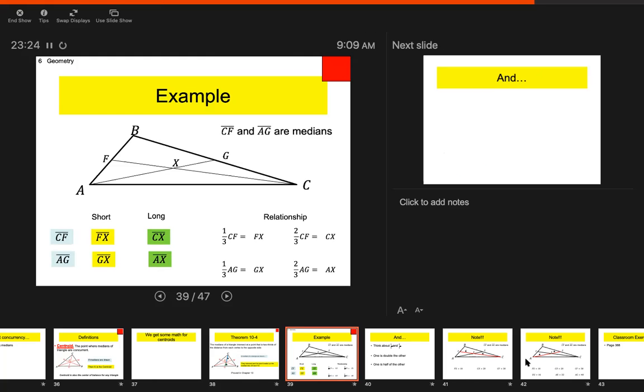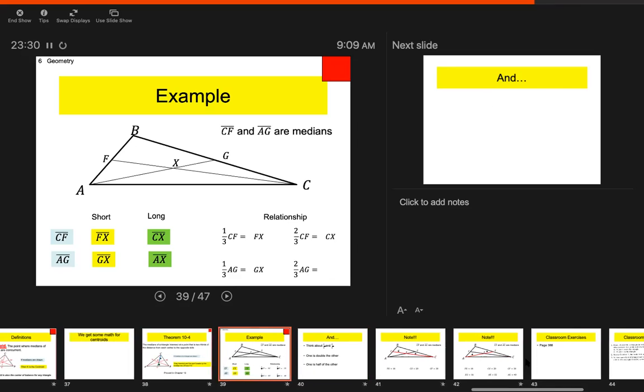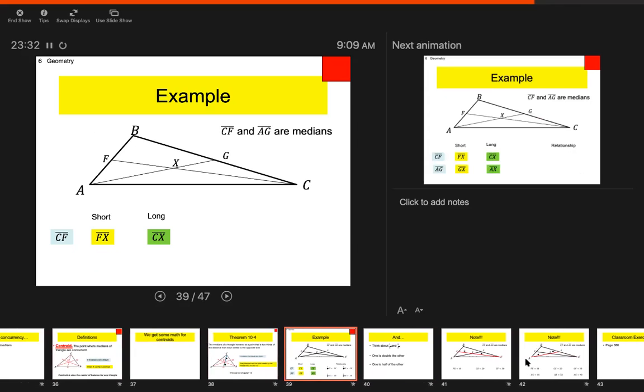Lastly, next slide, we'll talk about the relationship between the long and the short, right? Oh, I'm sorry. A lot of clicking.